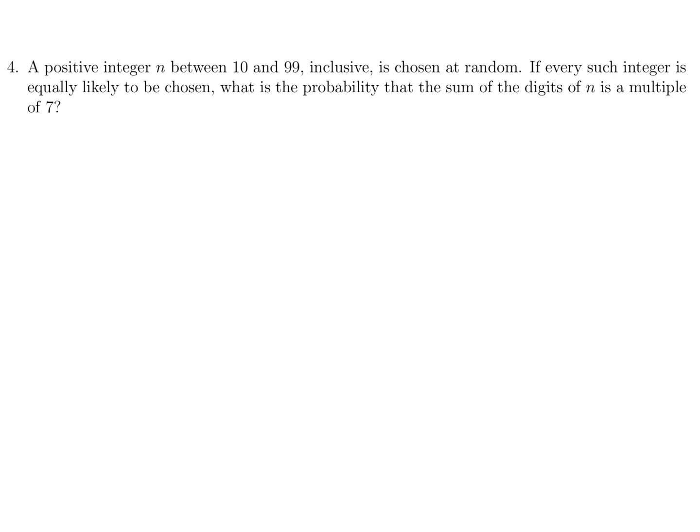A positive integer n between 10 and 99 inclusive is chosen at random. If every such integer is equally likely to be chosen, what is the probability that the sum of the digits of n is a multiple of 7? Well, from 10 to 99 inclusive, how many integers is that? That's 90. So the probability would be, it's usually a fraction, and the bottom number is the total. So in this case, there's 90 numbers, and the top number is our specific condition. And our specific condition is that the sum of the digits of the number is a multiple of 7.